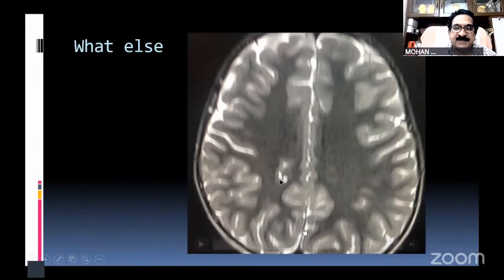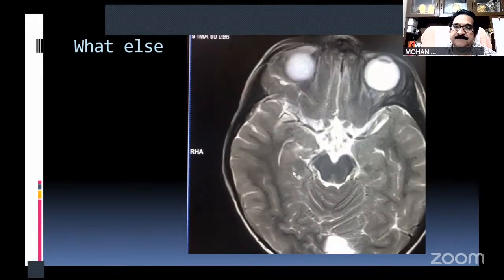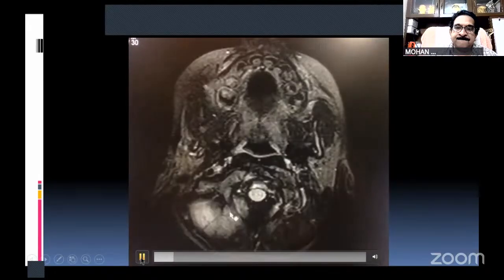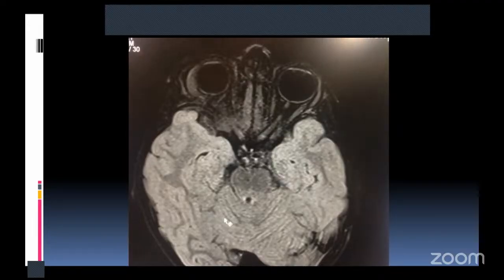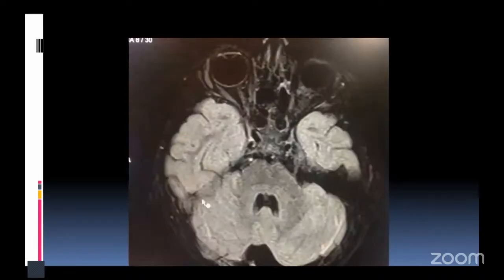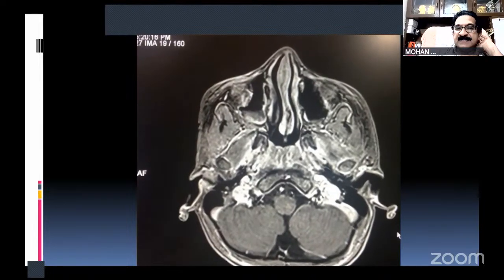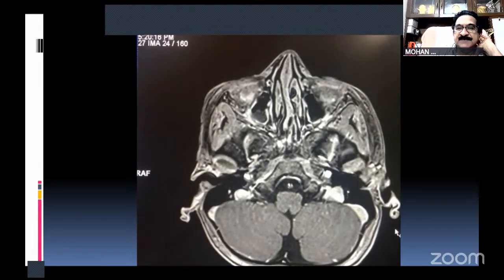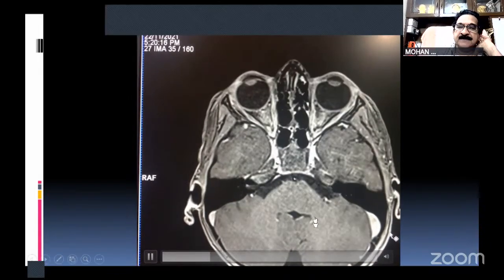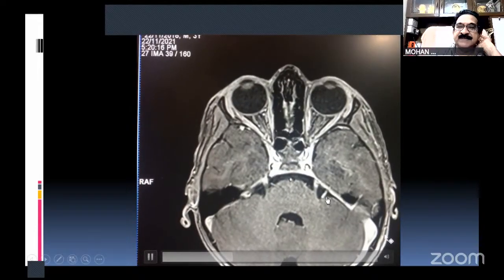Brain was done. This is a brain T2 weighted sequence. Nothing abnormal. This is the FLAIR. Look at the contrast now. You can see the fifth nerve as well as the seventh and third nerve getting enhanced. You can see the nerve enhancing. That is the pons, and that's the fifth cranial nerve getting enhanced. And this is the seventh, which is getting enhanced on the left side.